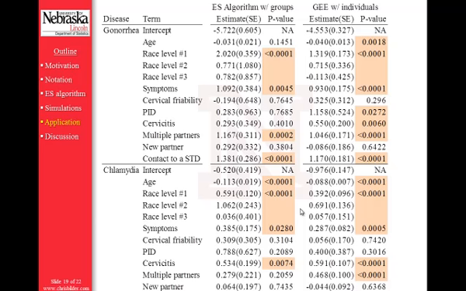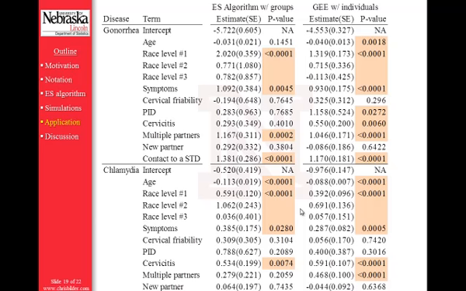Okay, so here's a table of our parameter estimates, and yes, there are a lot of them here. We have them broken up by disease and also by the corresponding covariate. We have estimates from the ES algorithm and estimates from using GEE with the individuals. So we have estimates, standard errors, and p-values from Wald tests, testing whether or not the parameter is equal to 0. We combine all the race levels together to form one test. That's why you see some empty spaces there in the table.